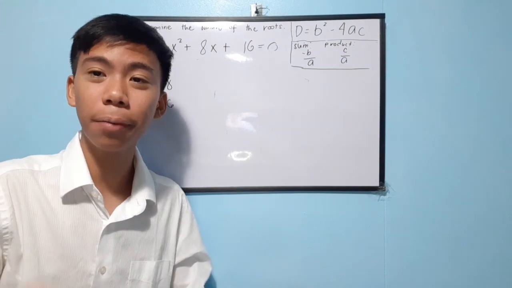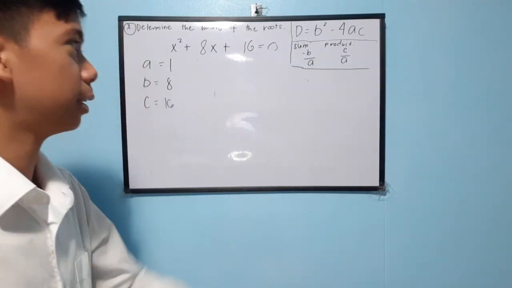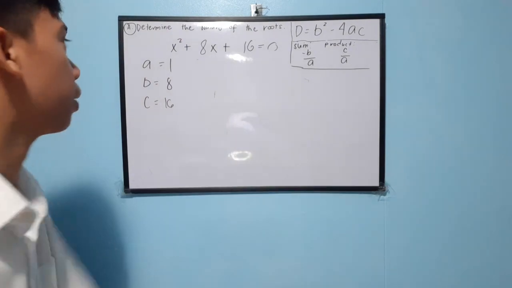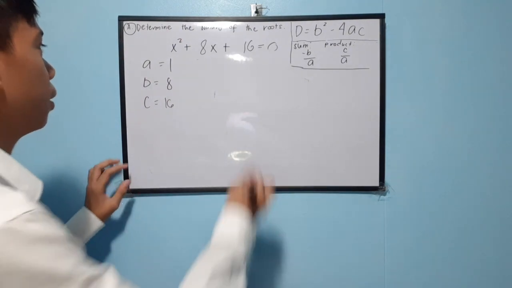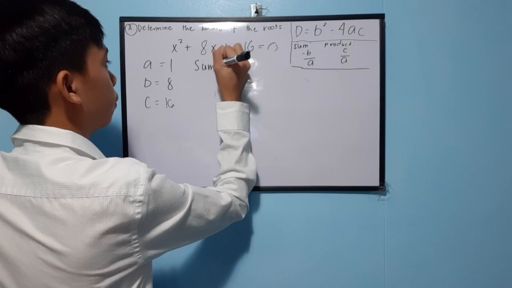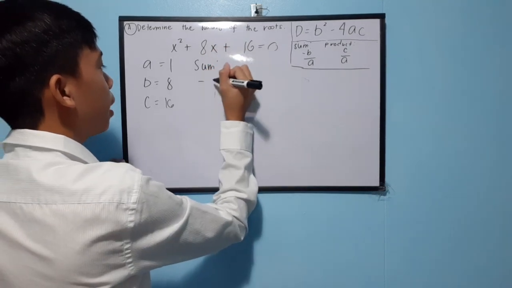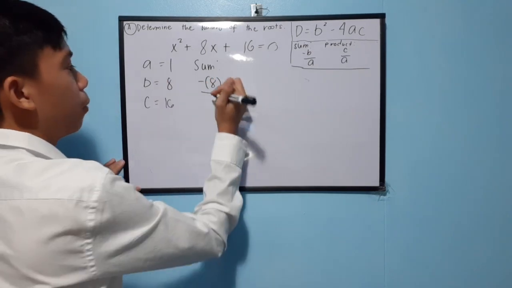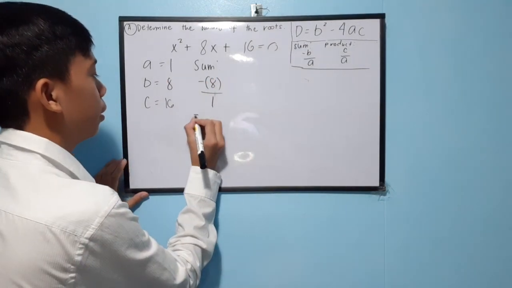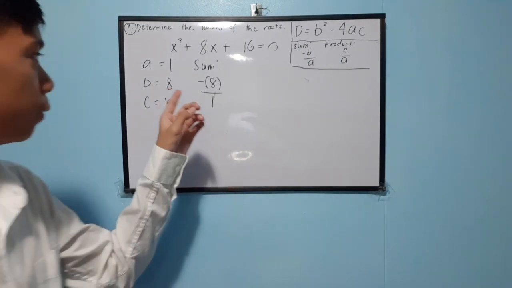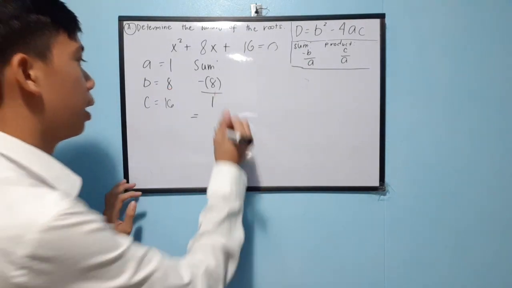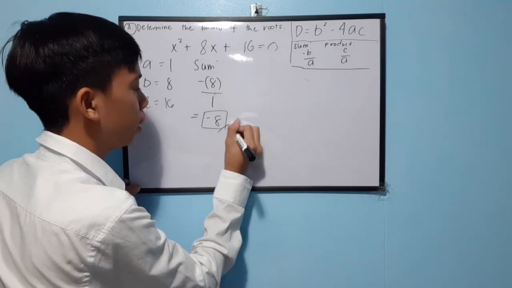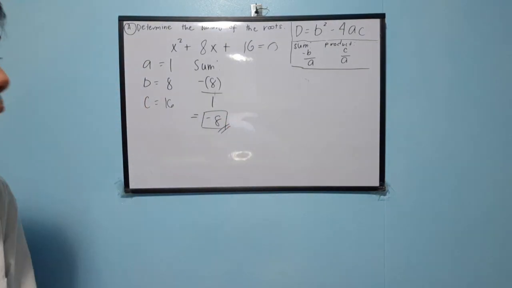And now for the second part of this example, we need to find the sum and product of the roots. So here are the formulas for sum and product. Now for sum, we need to put negative 8 over a, which is 1. Now, the answer for negative 8 over 1 is negative 8. So here is the final answer for sum.